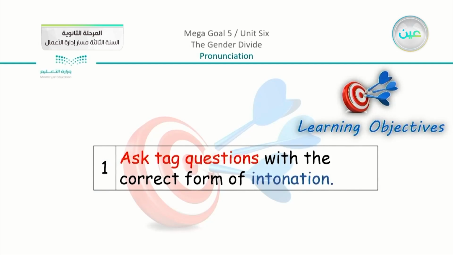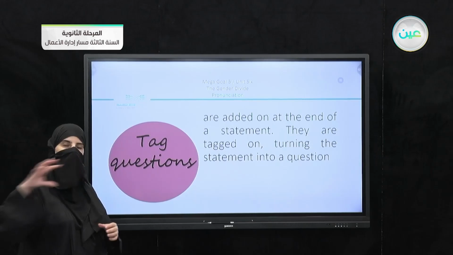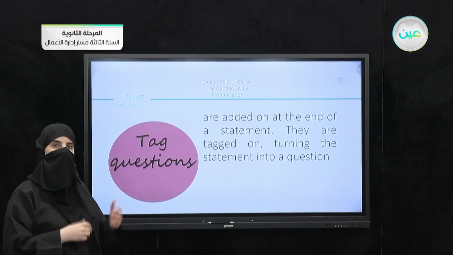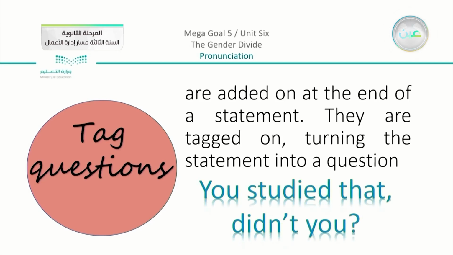Our objective for the pronunciation part in our lesson is to ask tag questions with the correct form of intonation. Now, tag questions. As you have seen when I displayed the sentences that we have in the conversation, tag questions are added on or at the end of a statement. They are tagged on, turning the statement into a question.